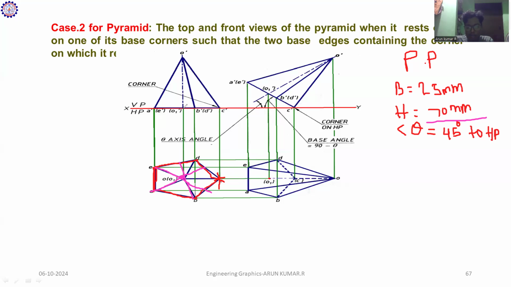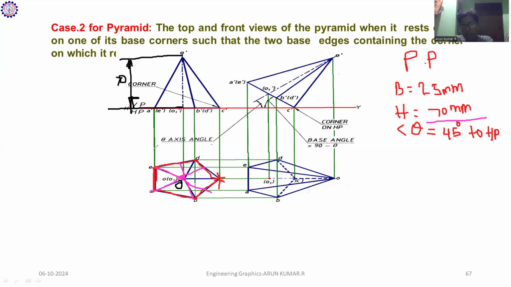You take the scale, mark 70 mm, and mark it as O dash. Here the point is O, and here the O dash. From the height, you have to measure the line length of 70 mm. This is the total length, the height value given as 70 mm. So you mark it as 70 mm.